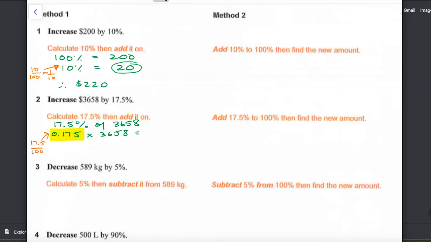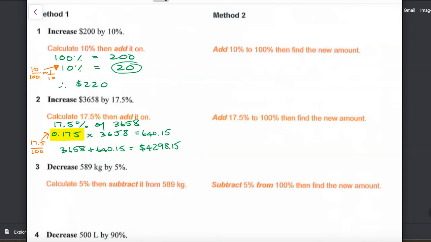I'm going to use our calculator for this. This gives me a value of $640.15. So it should be a lot smaller because it's under 20% of that total price. So I'm going to increase it, which means I'm going to add it on. So I've got 3,658 plus $640.15 gives me a new total of $4,298.15. So that's the method where we find the percentage of the amount and then add it on for an increase.